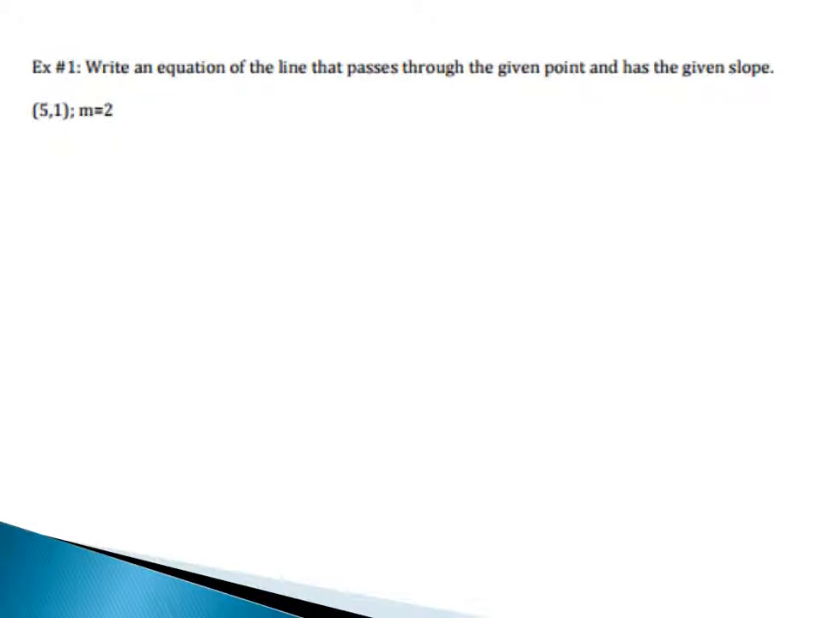First one, we're going to write an equation of a line that passes through a given point with a given slope. Here I give you the point 5, 1, and my slope is 2. If I just sketch a quick graph, 5, 1 would be 5 to the right, 1 up. Here's my point, and I know my slope is 2. Remember, the slope is 2 over 1. That would mean I'd go up 2, right 1.